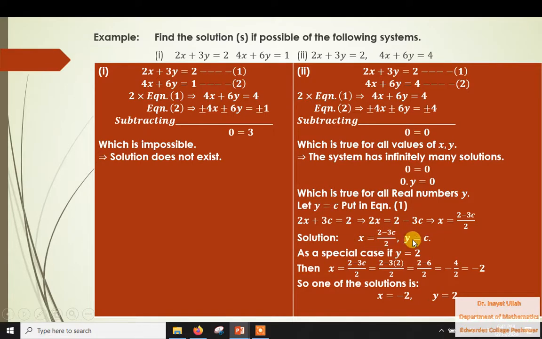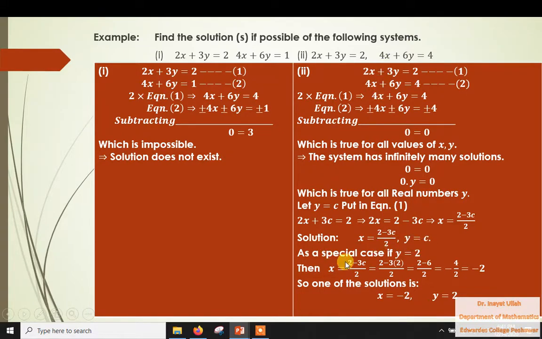Now if you change the value of c, if you replace c by 0 here, you will get one solution. If you replace c by 1 here, you will get a second solution. If you replace c by minus 1 here, you will get a third solution. So replacing c by any real number will give you infinitely many solutions for these two equations.